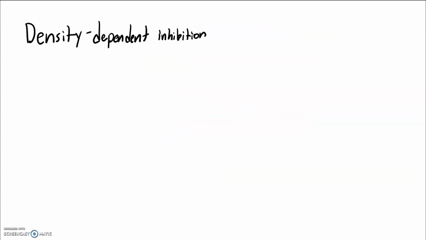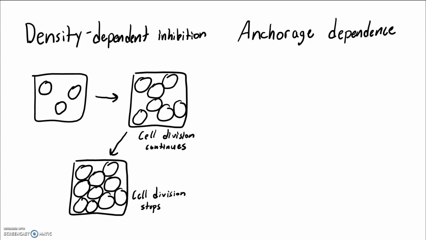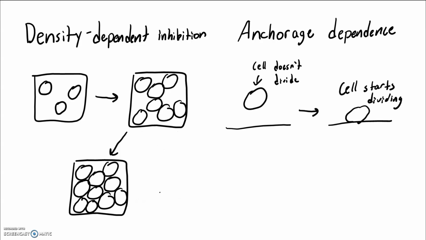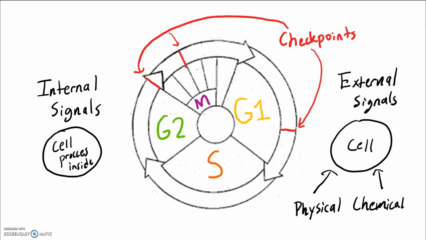External physical factors include density-dependent inhibition and anchorage dependence. Density-dependent inhibition occurs when cells stop dividing once the cells fill up a given space and form a single layer. Cells exhibit anchorage dependence when the cell needs to be attached to a substratum or surface to divide. Substratums include the extracellular matrix of a tissue or the inside of a culture flask. External chemical factors include growth factors, which are proteins released by cells that stimulate other cells to divide.